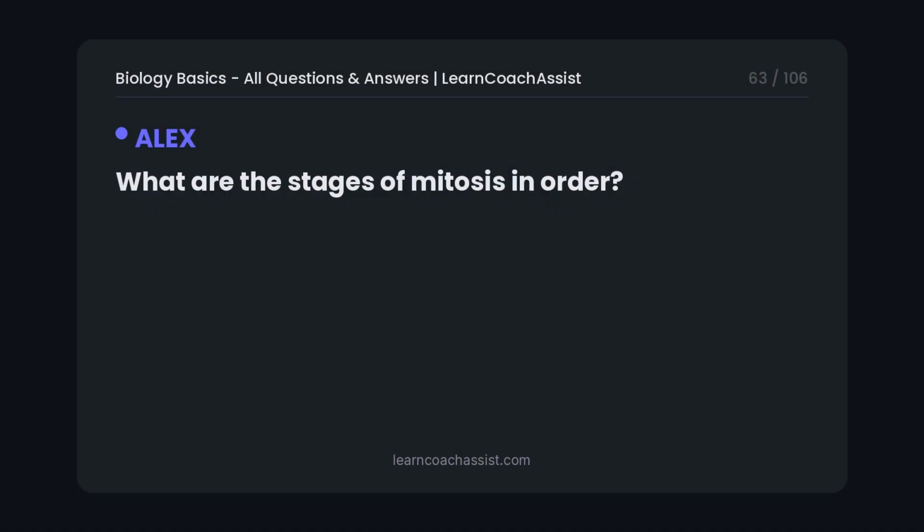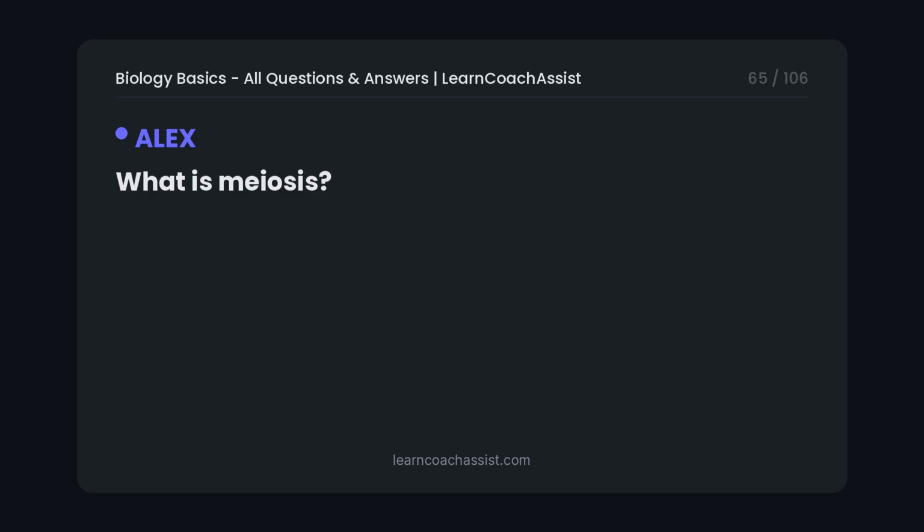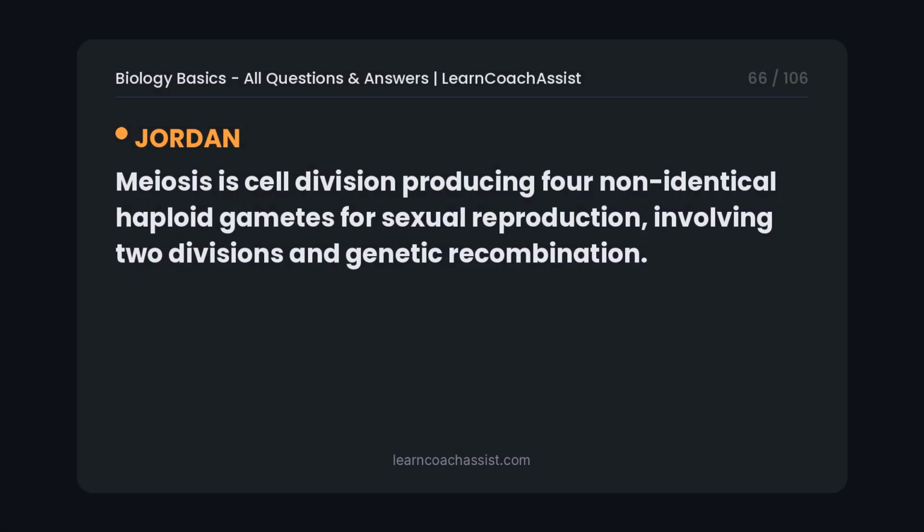What are the stages of mitosis in order? Stages are prophase, chromosomes condense; metaphase, line up at the equator; anaphase, sister chromatids separate; telophase, nuclei reform; followed by cytokinesis. What is meiosis? Meiosis is cell division producing four non-identical haploid gametes for sexual reproduction, involving two divisions and genetic recombination.